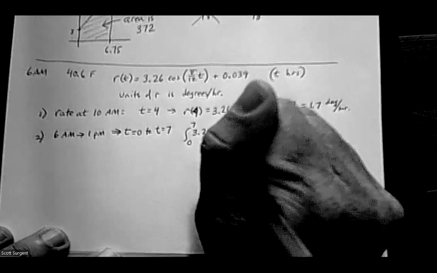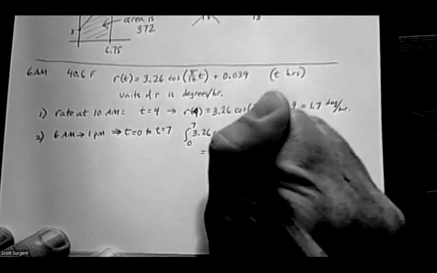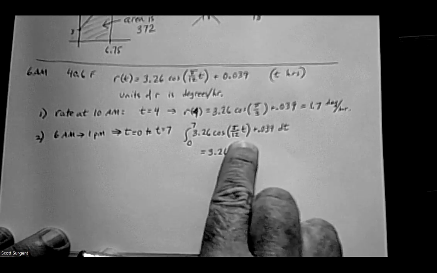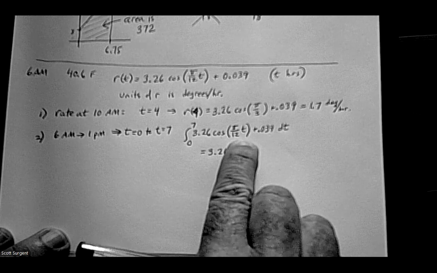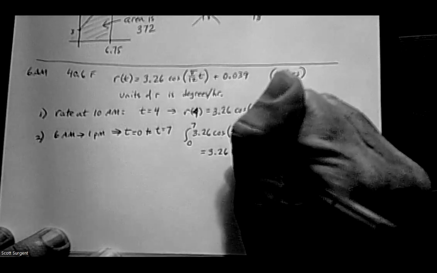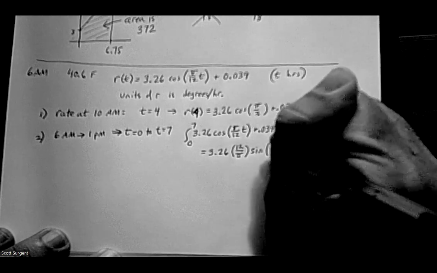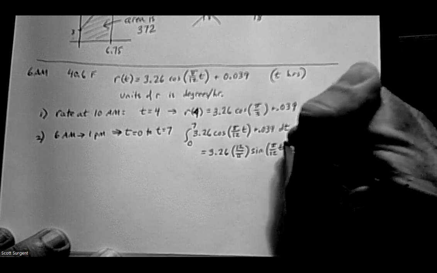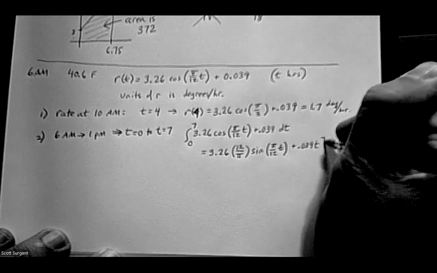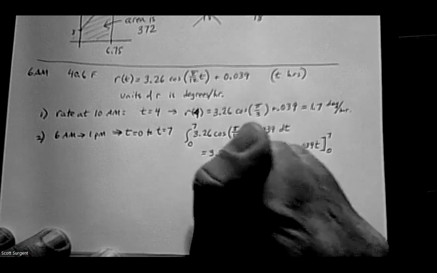So the antiderivative of cosine is sine. The 3.26 is just a constant multiplier. The pi over 12 has to be divided out because we have to balance. That's that quick u-substitution. So it's actually going to be 12 over pi sine of (pi over 12 t) plus 0.039 t from 0 to 7. And when you plug in 0, everything drops out. So it's just a matter of plugging in 7.